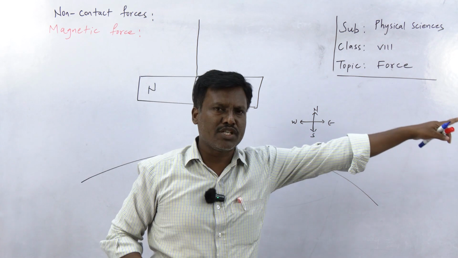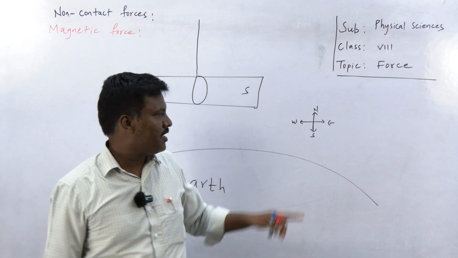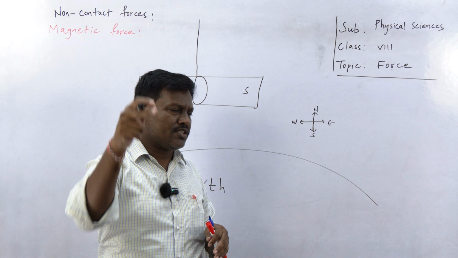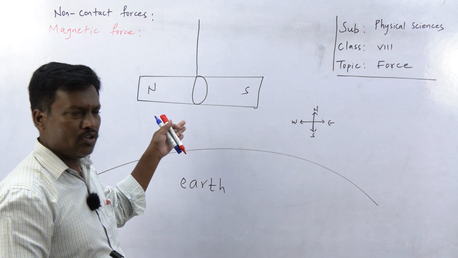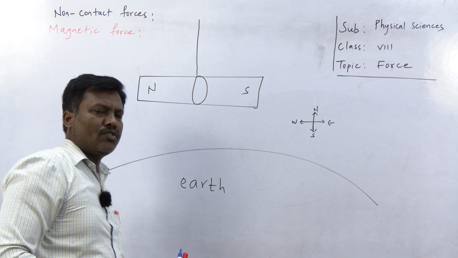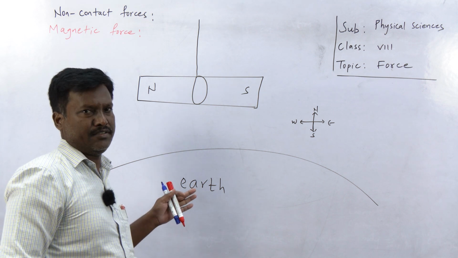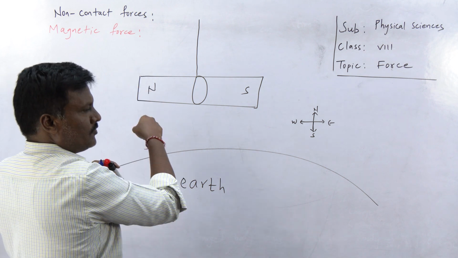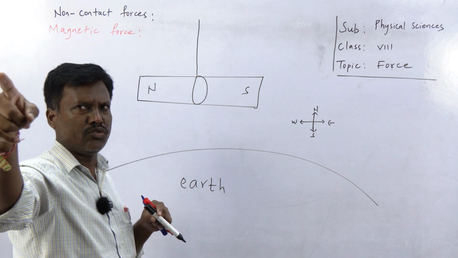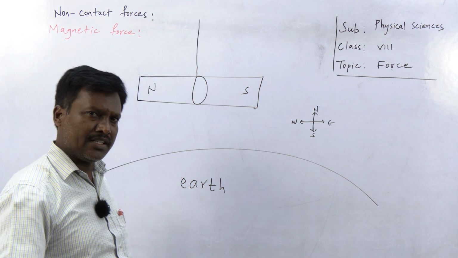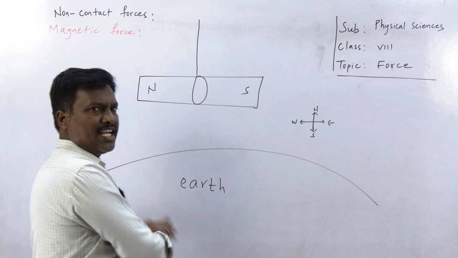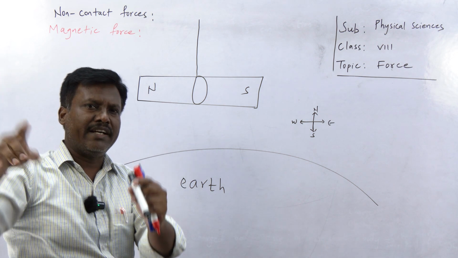Our north is towards the board. East is towards my left, west is towards my right, south is towards you, that means opposite to the board, right? Towards the board we have the north direction. But the earth has its south pole towards the geometrical north. Generally this is the north direction, and towards you is the south direction. But the earth also has two magnetic poles, north pole and south pole. Towards the north side the earth has a south pole, and towards the south side the earth has a north pole.